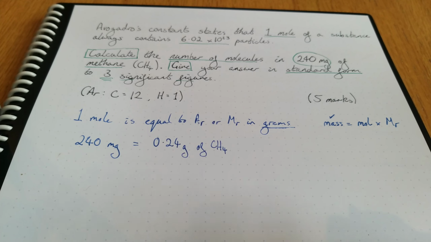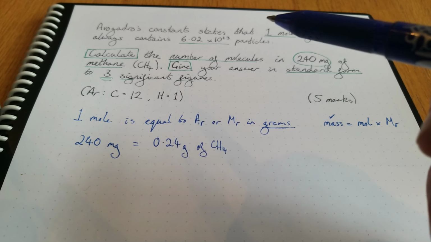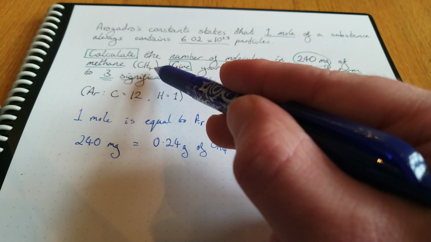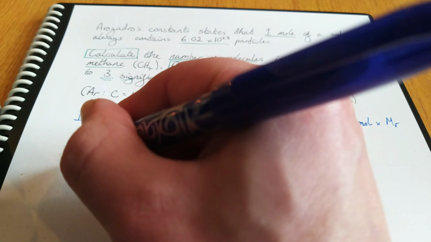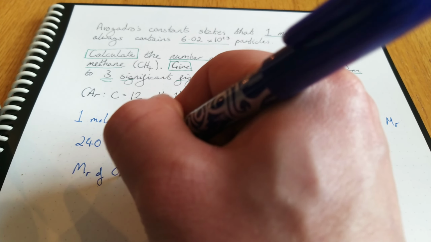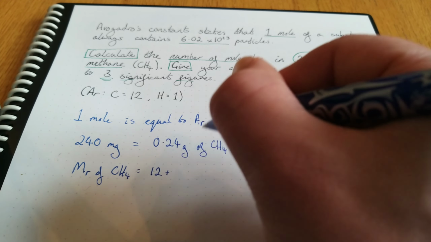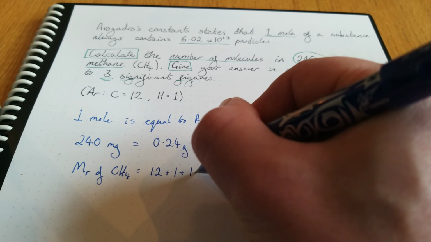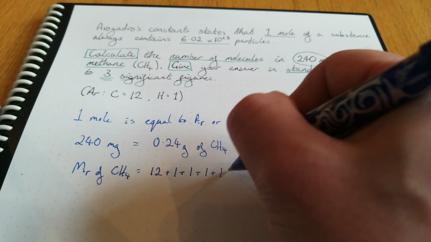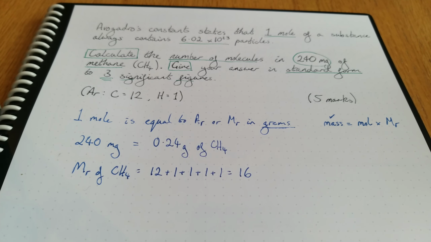What about the MR? Well, the MR, remember, is a really simple calculation, and they've given you the atomic masses of carbon and hydrogen, so you need to add those together in the ratio that we can see in the formula for methane to get the MR. So we'll do that next. The MR of methane will be equal to 12 plus 1 plus 1 plus 1 plus 1. So the MR will be 16. The relative formula mass will be 16. So we know the MR.